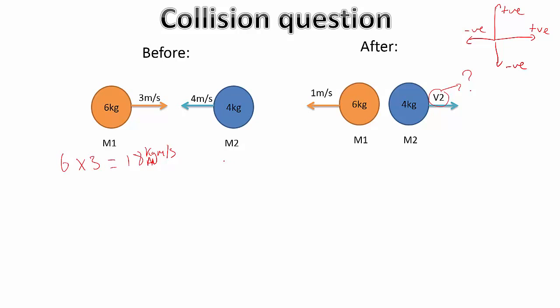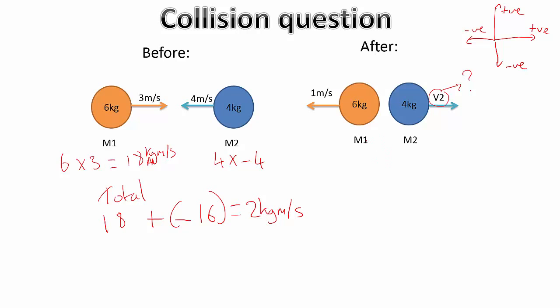So I have my mass of 4 kilograms, and I'm going to times that by the velocity. The speed is 4 meters per second, but it's travelling left, which means I have to choose a negative number, so times by minus 4. So the total before is equal to 18 plus minus 16, 4 times minus 4. That gives me a total momentum of 2 kilogram meters per second.